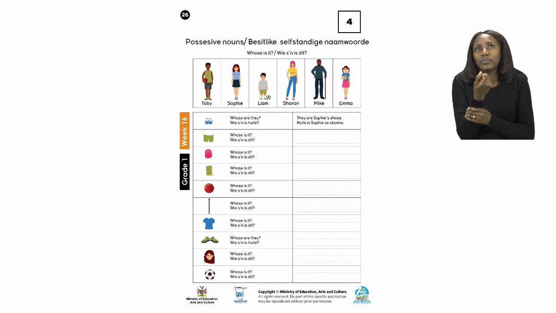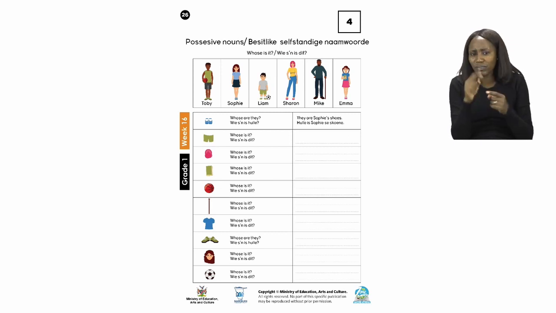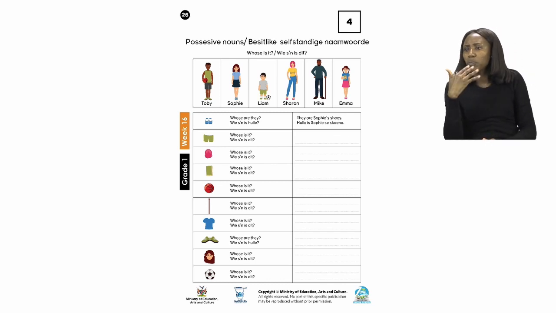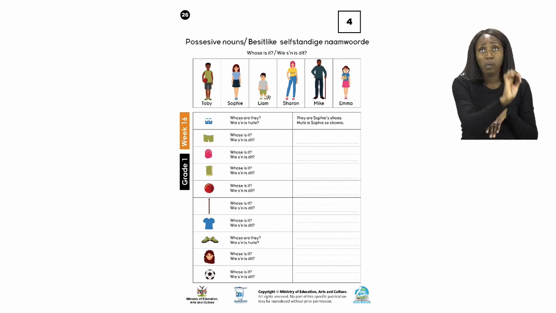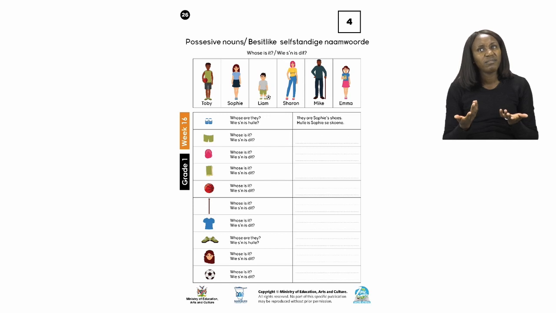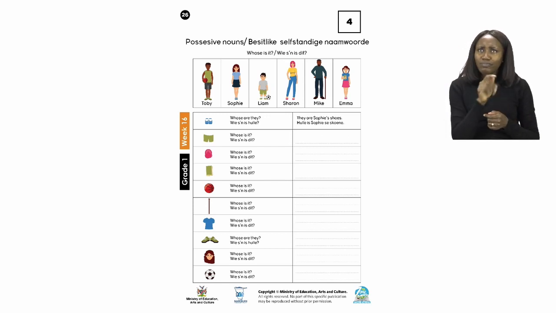Now, if you look carefully, grade 1s, you can see that the ball and everything else has an owner. The job of a possessive noun is to tell us what belongs to whom. Now, it's very easy to say that is Emily's shoes, or they are Emily's shoes. But we need to know how to write it when we're changing it so that we know it belongs to Emily. Now, let's try and look at the board.